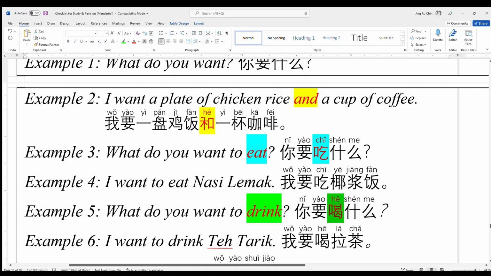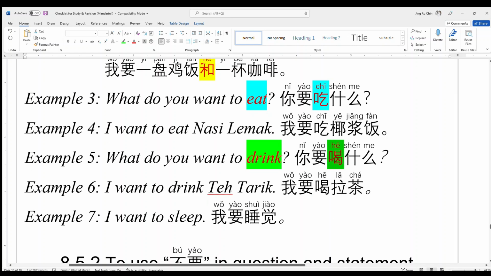You can always listen carefully, because first tone and second tone are very different when people speak it correctly. So you should speak it correctly as well, or else people will misunderstand your meaning, what you're trying to say. People will not know. So and is he, drink is he, first tone, high flat. Yeah.